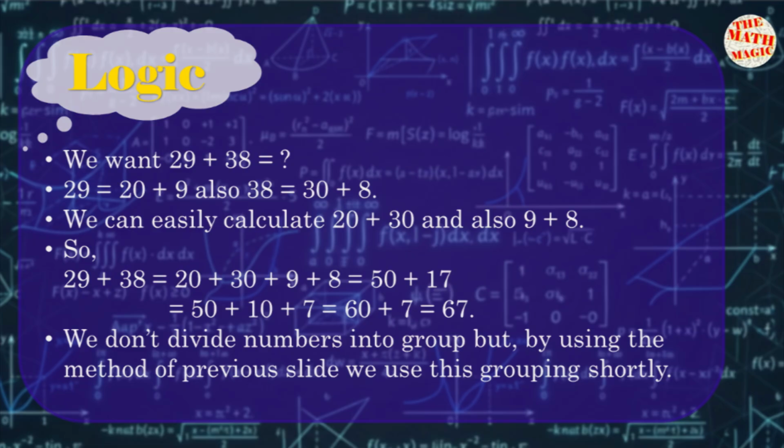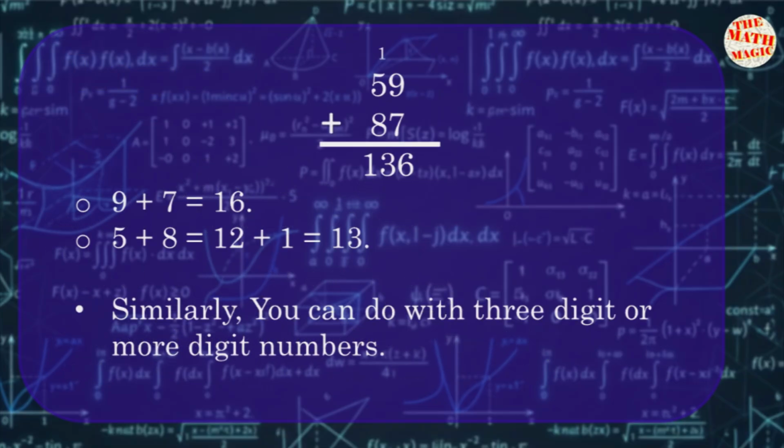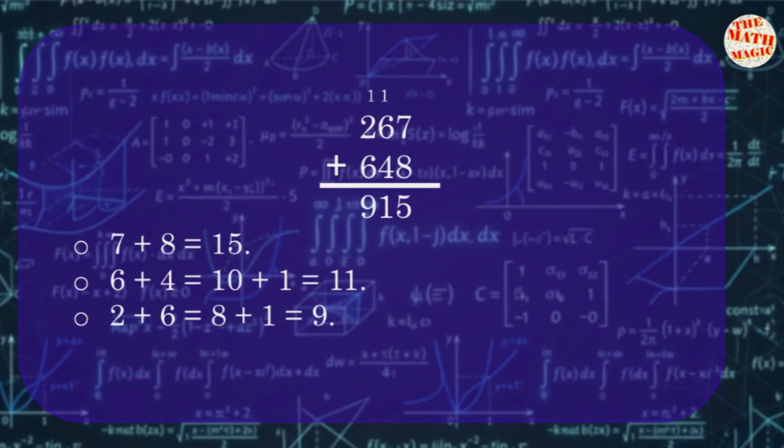The logic behind it is shown here. You can see how we have divided these numbers into some groups to make our calculation easier. We don't actually divide numbers into groups, but by using the method of the previous slide we use this grouping shortly. Another example of this type of addition is given. Similarly, you can do it with 3-digit or more digit numbers. An example of 3-digit number addition is shown below.